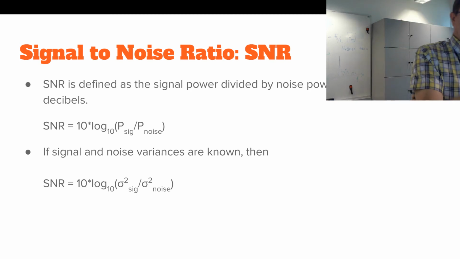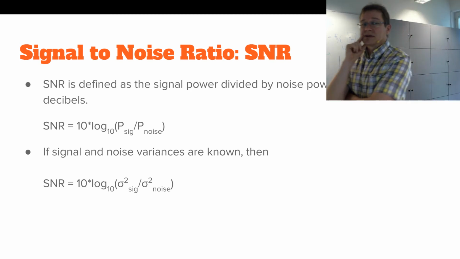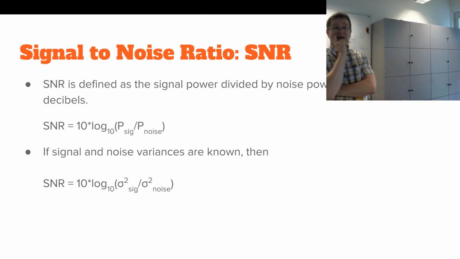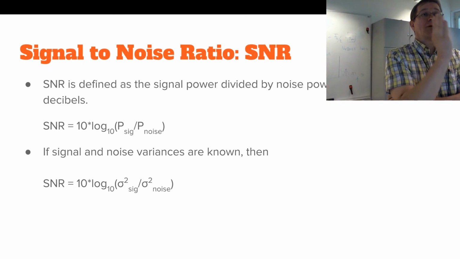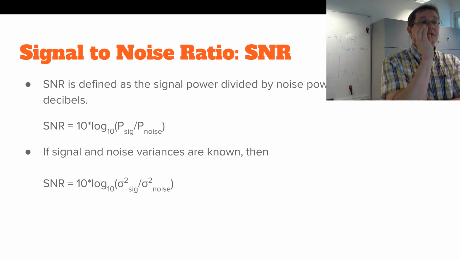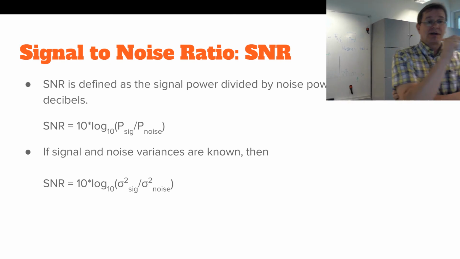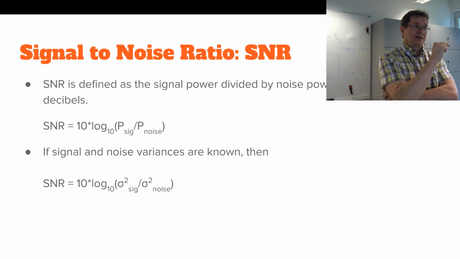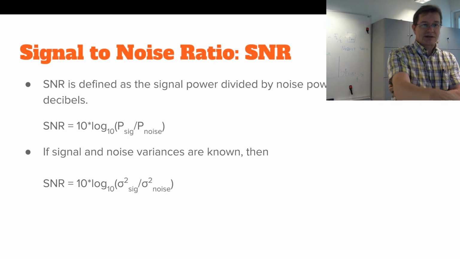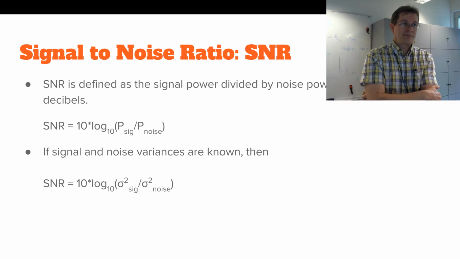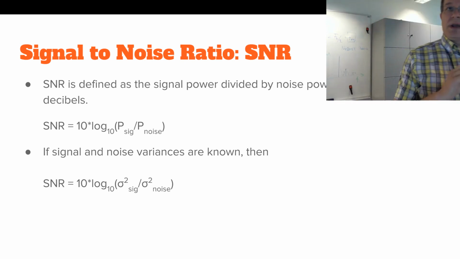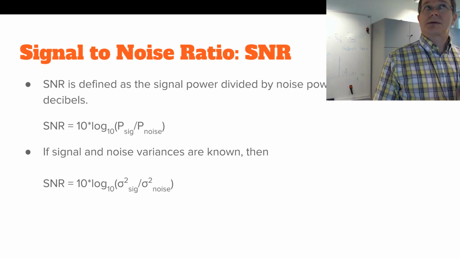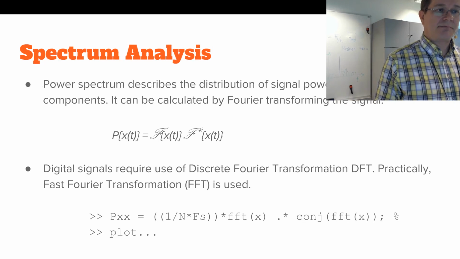And there you have it: if the signal and noise variances are known, then the power of the signal is directly proportional to the variance of the signal. So basically you just have the variances there. You will be using this one already on the first exercise, I think.